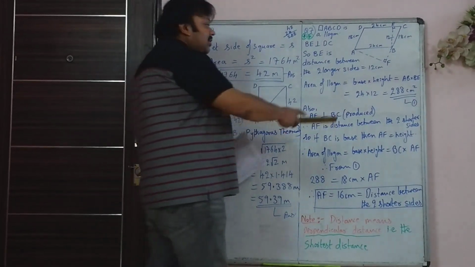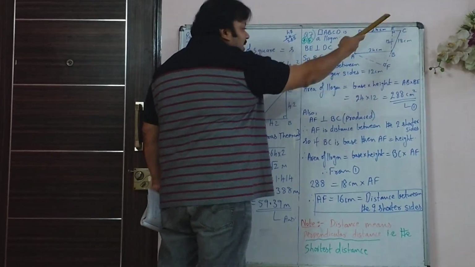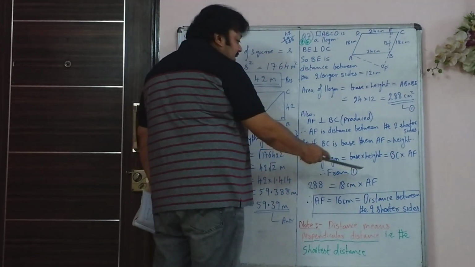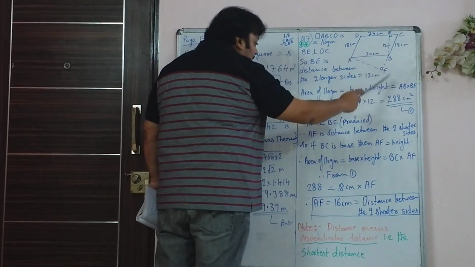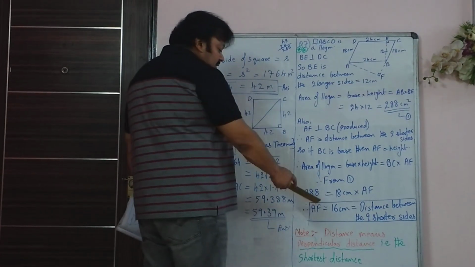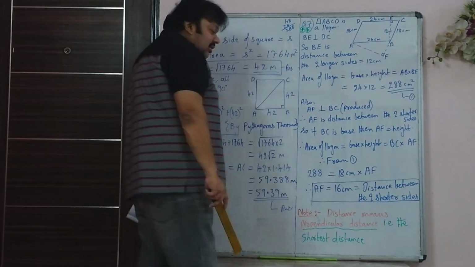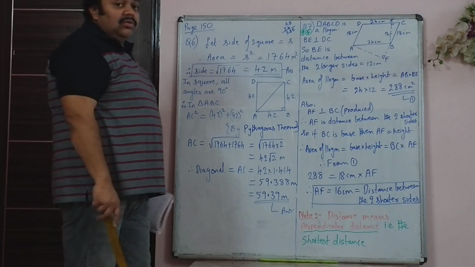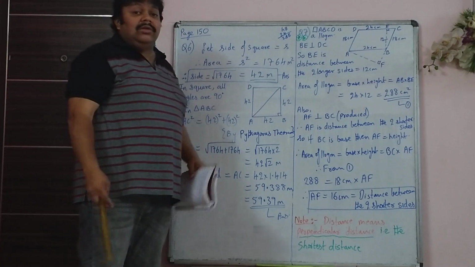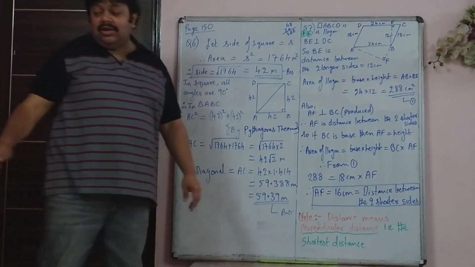So now it's the same area of the same parallelogram ABCD. So area will remain 288. So area in this case is BC into AF. So it is 18 into AF. So 288 upon 18 will give you 16. So AF is 16. That is the distance between the two shorter sides. So you were asked to find the distance between the two shorter sides. So that is AF. We continue with the next sum, number 8.